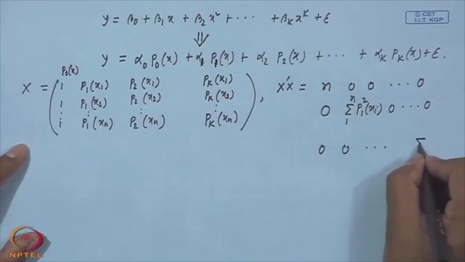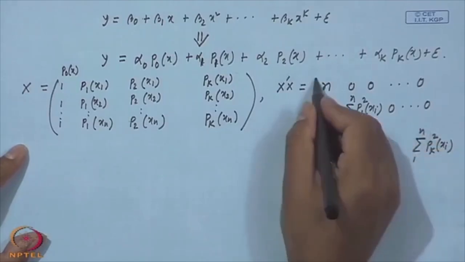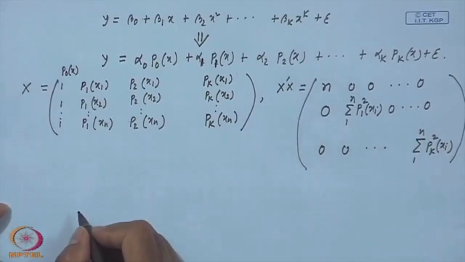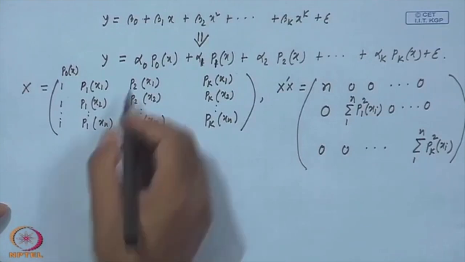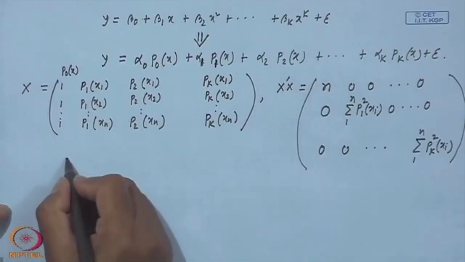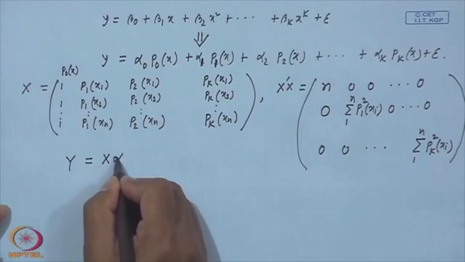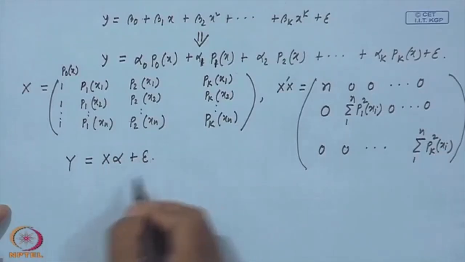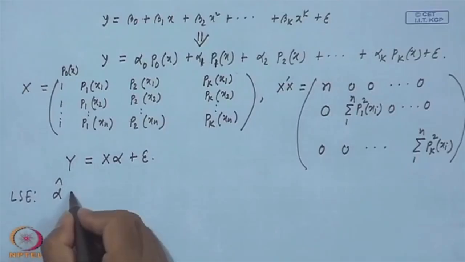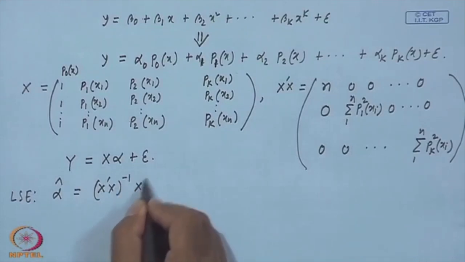And the last one is P_k(x_i) squared, summed over 1 to n. So, this is my X prime X matrix, which is a diagonal matrix, and I can write this in matrix form as Y equals X alpha plus epsilon. So, the least squares estimate alpha hat is equal to (X prime X) inverse X prime Y.